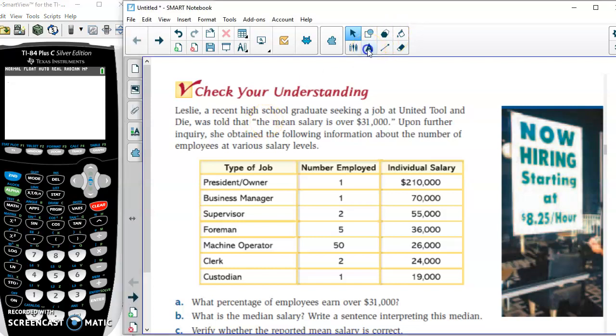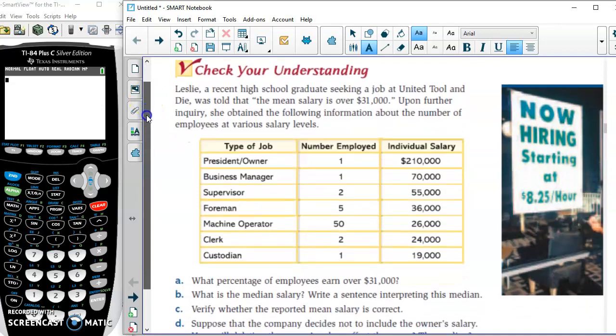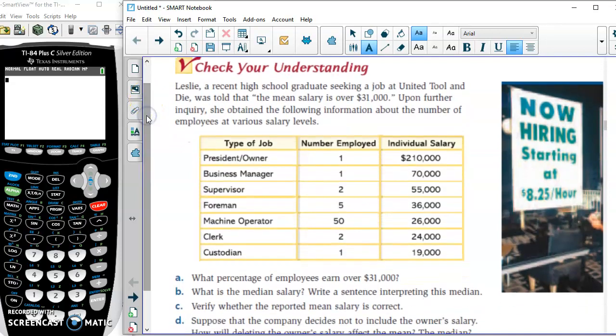Good morning, good afternoon. Today we're going to be going over the exit ticket problem from your book yesterday that you guys had worked on and turned in. So this is a check your understanding problem. So these problems are generally taught after most of the material has been covered and a check to see what you have learned. So let's just read this.